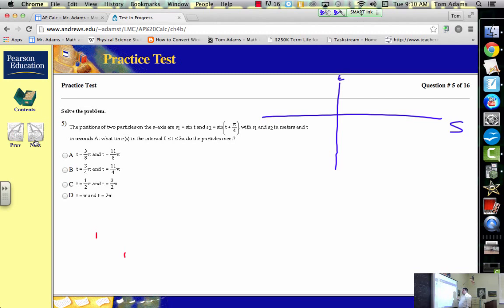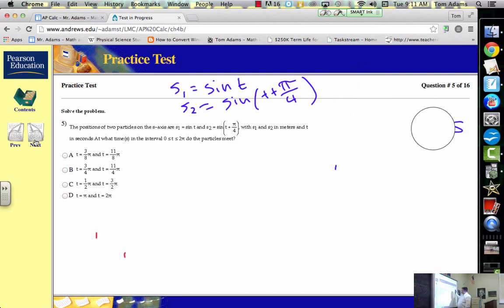The position of the particle for S1 is just sine of t. So S sub 1 is sine of t, and S sub 2 is equal to sine of t plus pi over 4. The sine of t represents the position of the particle. These are oscillators. It's very similar to measuring the distance of an electron from the center of a molecule. Electrons go into different energy states and oscillate back and forth. That would be one example.